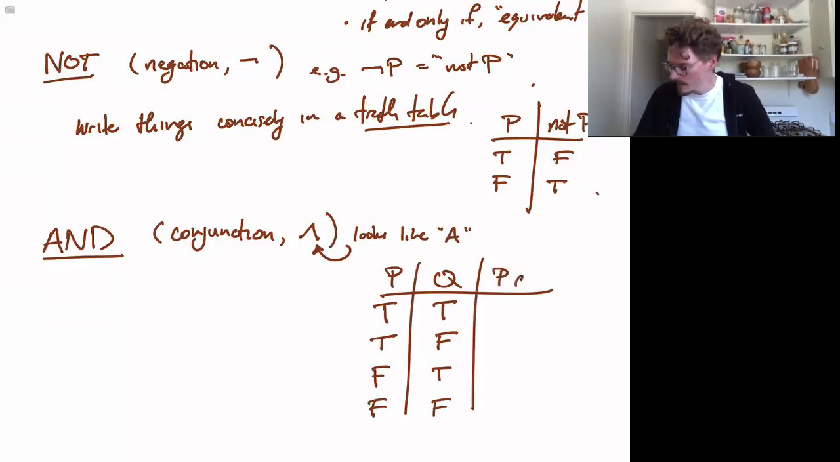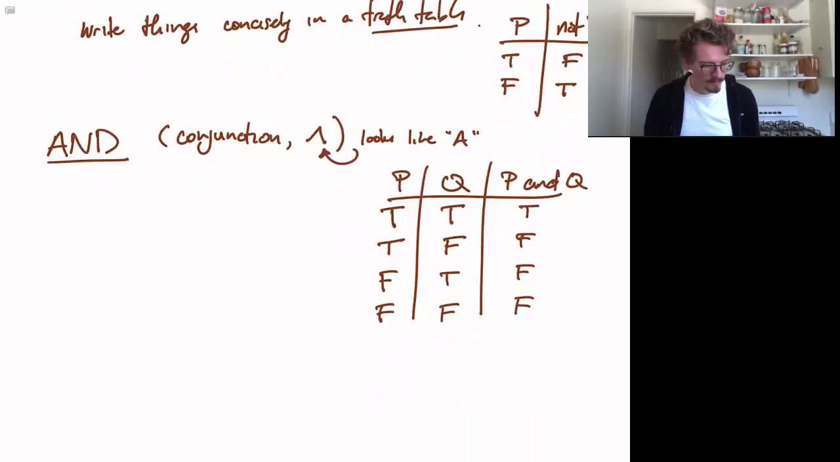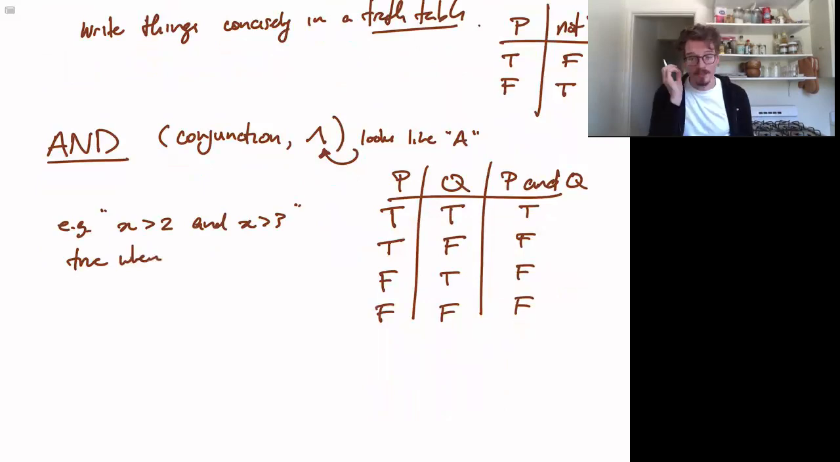Okay, and then P and Q. So P and Q is going to be true exactly when P and Q are both true, which is right here. Everything else, it is false. So for example, x greater than 2 and x greater than 3. This is some proposition right here. It is true when both of these things are satisfied. That happens when x is greater than 3.